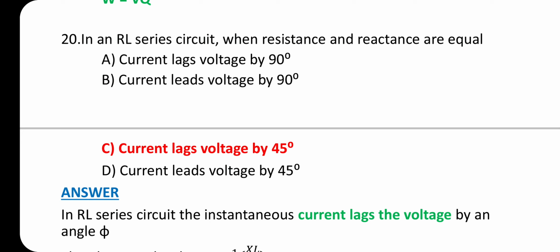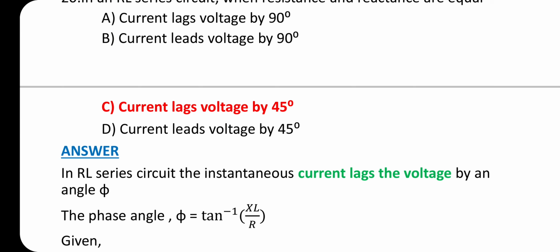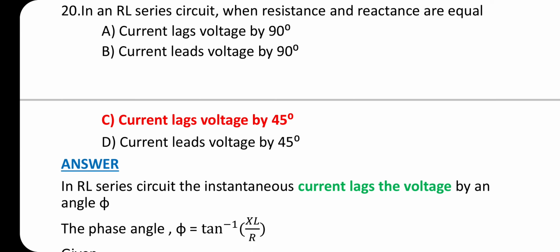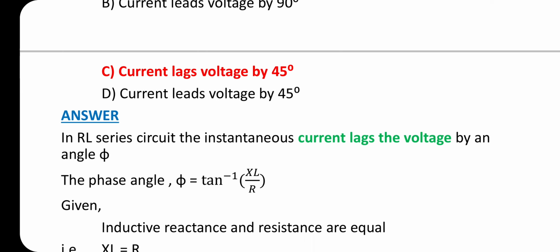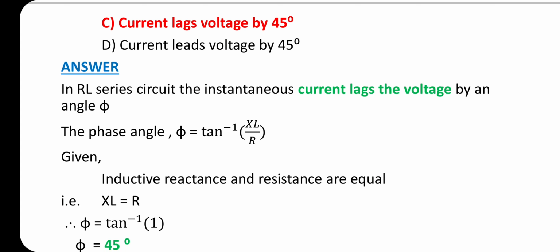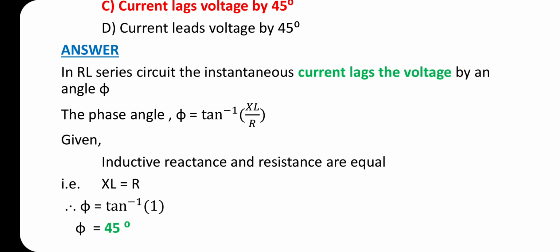That is, in an RL series circuit, when resistance and reactance are equal, what's the answer? That is option C, current lags voltage by 45 degree. In an RL series circuit consisting of inductor L and resistor R, it can be connected either in parallel or series. This is a series circuit. Let the applied voltage be V equal to V0 sin omega t.